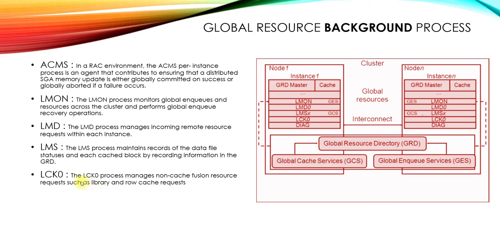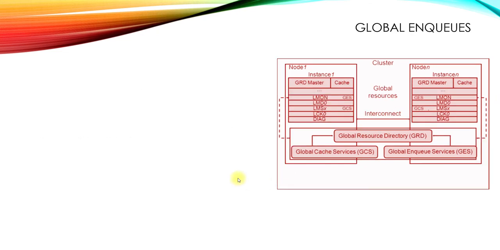Now, LCK usually manages the non-cache fusion resources, those resources which are not moving from one node to another node. So let's define what global enqueue is, as you can see, global enqueue services.